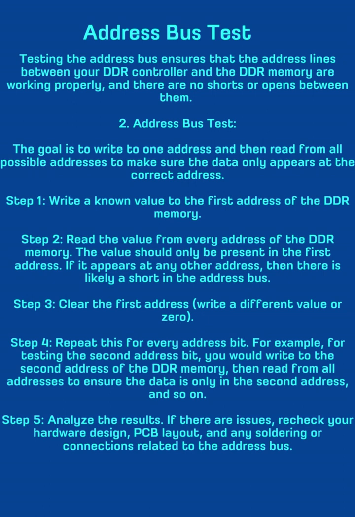Step 3. Clear the first address. Write a different value or 0. Step 4. Repeat this for every address bit. For example, for testing the second address bit, you would write to the second address of the DDR memory, then read from all addresses to ensure the data is only in the second address, and so on.